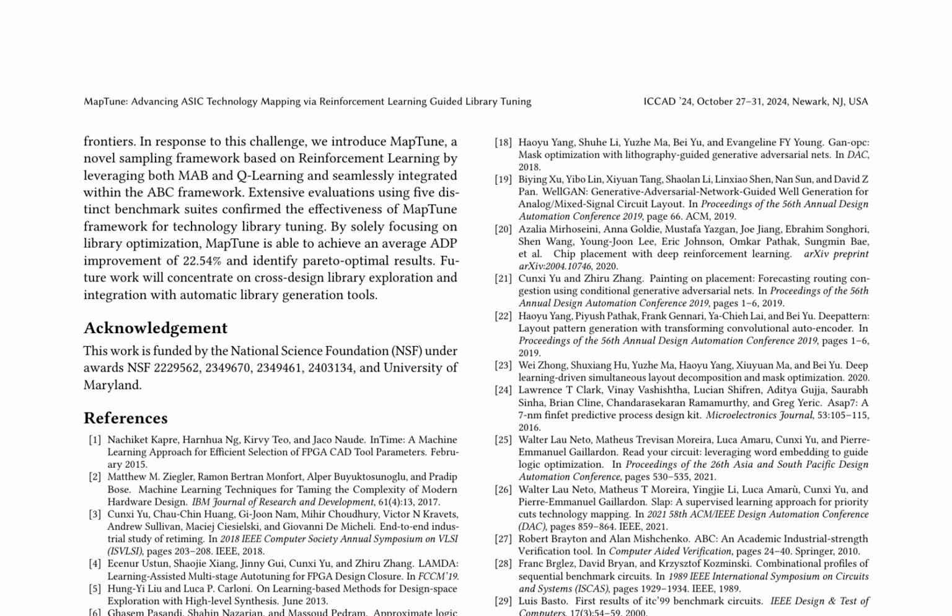A comprehensive review of related work in the field of technology mapping is also provided, including in-time, machine learning techniques for taming the complexity of modern hardware design, end-to-end industrial study of retiming, lambda, learning-assisted multi-stage auto-tuning for FPGA design closure, and others. These studies demonstrate the growing importance of leveraging machine learning algorithms to enhance the efficiency and effectiveness of technology mapping processes. The paper delves into the complexities of technology mapping, highlighting the challenges posed by the increasing complexity of modern hardware designs.